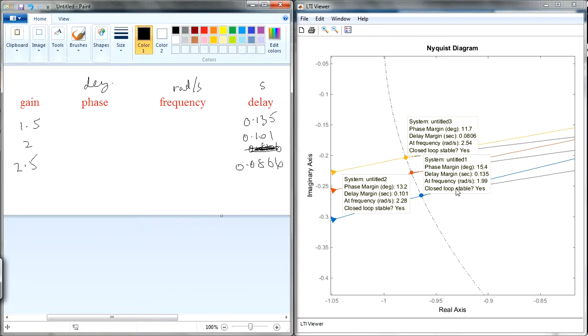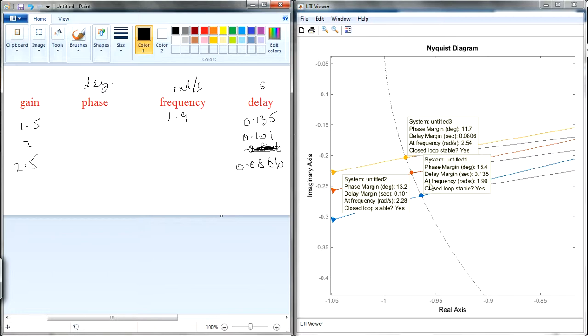Okay, and then as you can see the frequency, at this point the frequency is 1.99. Sorry, it should be here. So this is what I'm trying to plot in the table. Later I'll just show you the example. So I'm plotting the gain, phase, frequency and delay.